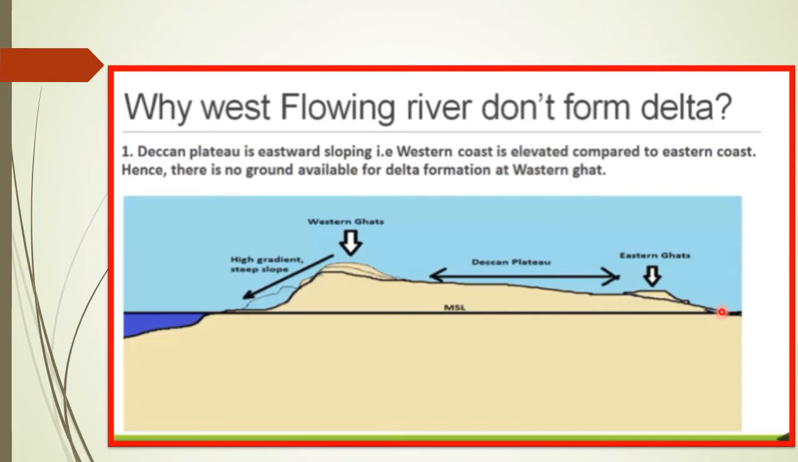Whereas you can see in the western coast, they come down a steep slope, okay, and they directly enter into the sea. So they form estuaries. There is hardly any space for them to form a delta. There's a narrow space between the Western Ghats and the Arabian Sea. It's a narrow land that is available, and they come down the steep slope. That is the reason why west flowing rivers don't form deltas.